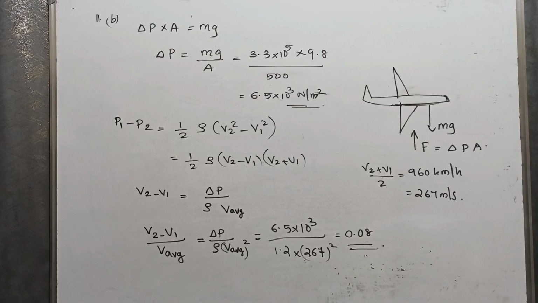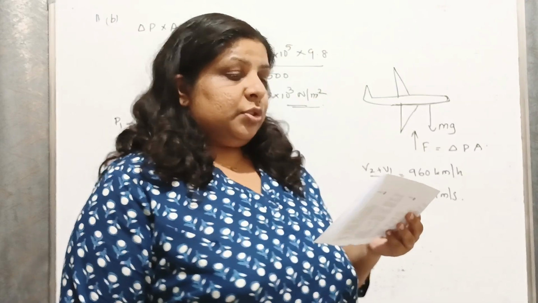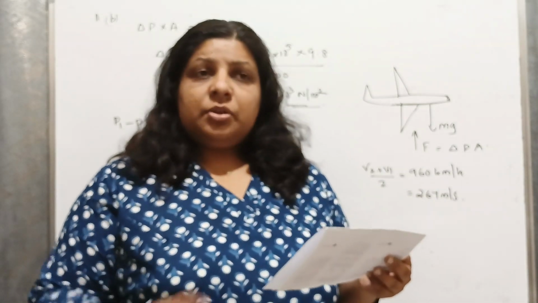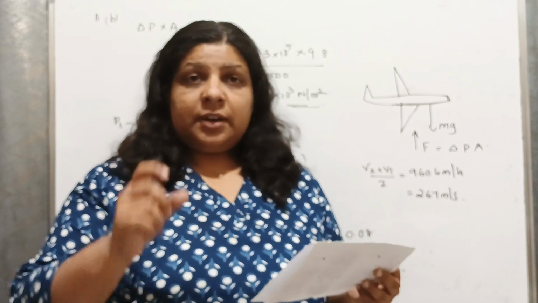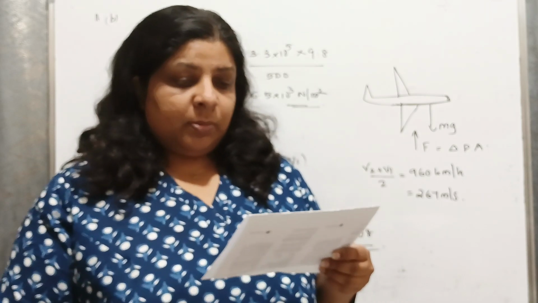So coming to the next question, number 11. State and prove Bernoulli's theorem for streamlined flow of liquid in a tube of variable cross-section area. So it is just the proof of Bernoulli. You have to write the statement and then the normal proof. Now coming to the problem.